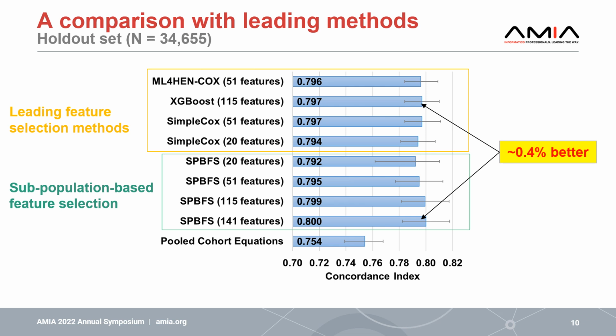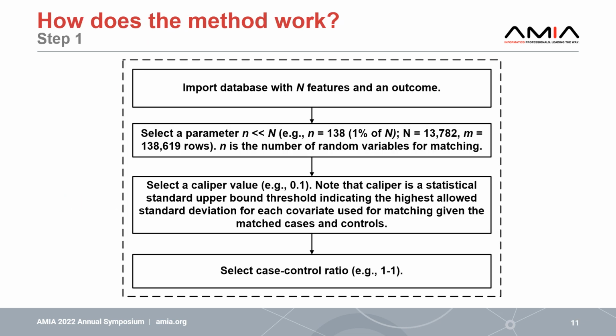You can see that our method was able to identify additional features on top of the 115 that improved performance by approximately 0.4%. And when you look at the pooled cohort equations, that's a widely used equation that is used by clinicians to assess a 10-year risk of ASCVD, which is an umbrella to different conditions like AMI, heart attack, and stroke. And you can see that all of our methods, including those applied by the Broad and ours, provide a better prediction performance. So the method works like that.